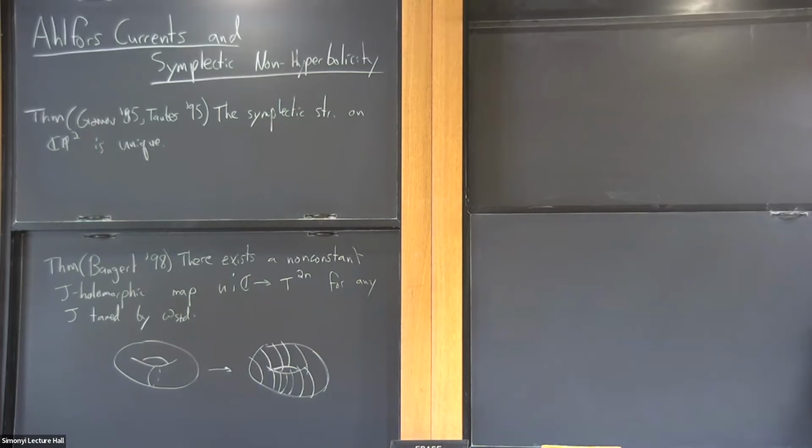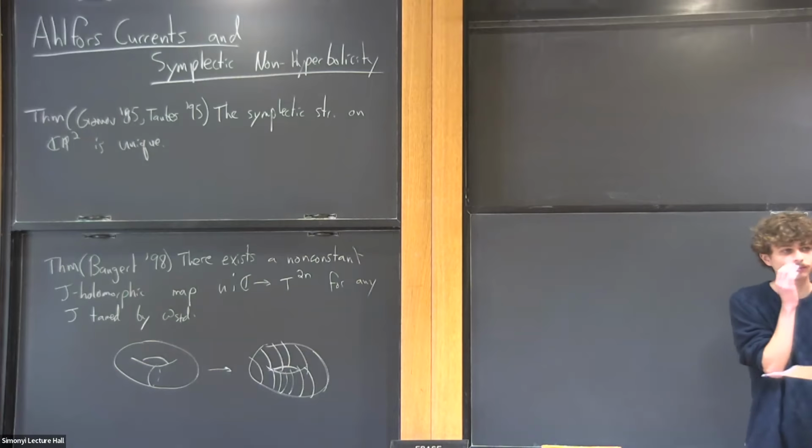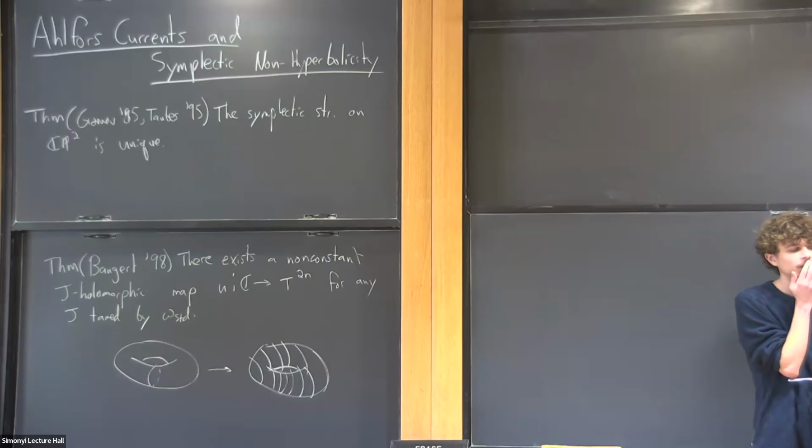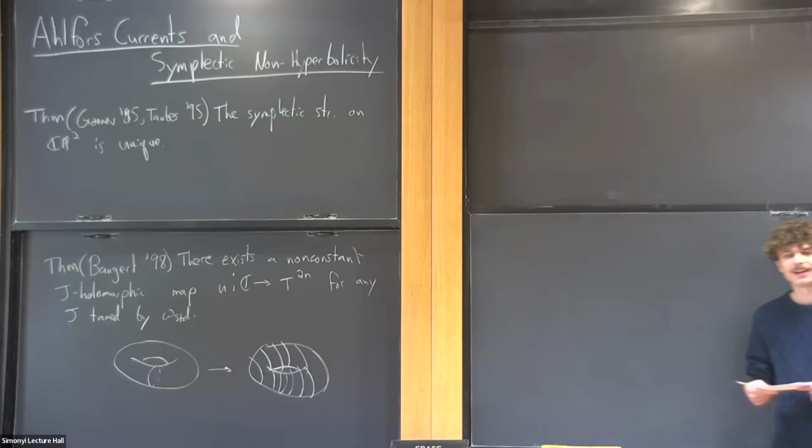What would the image of this map look like? I mean, in that example, you wrote the image is dense or something. Is there anything you can say in general? If you look at complex tori, it's already a little interesting. No, it doesn't have to be dense.